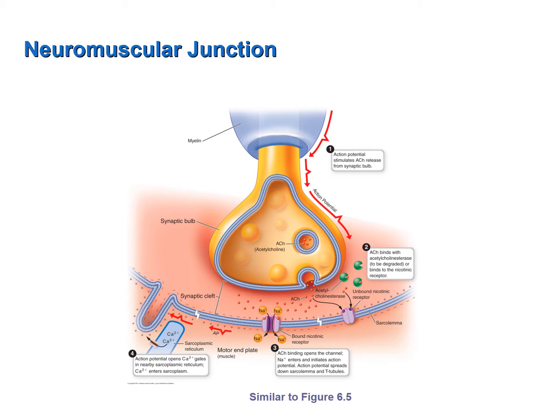Before discussing what occurs at a neuromuscular junction, I want to look at the anatomy of the neuromuscular junction. So here we have a myelinated axon of the motor neuron.